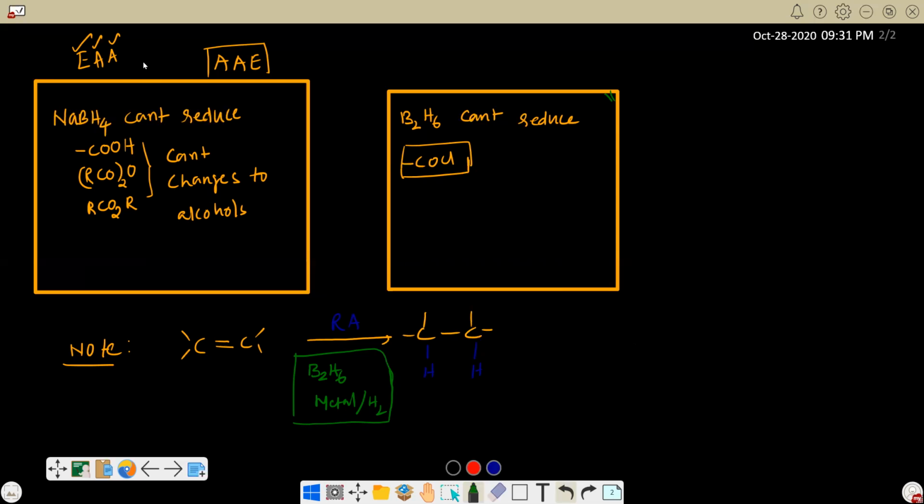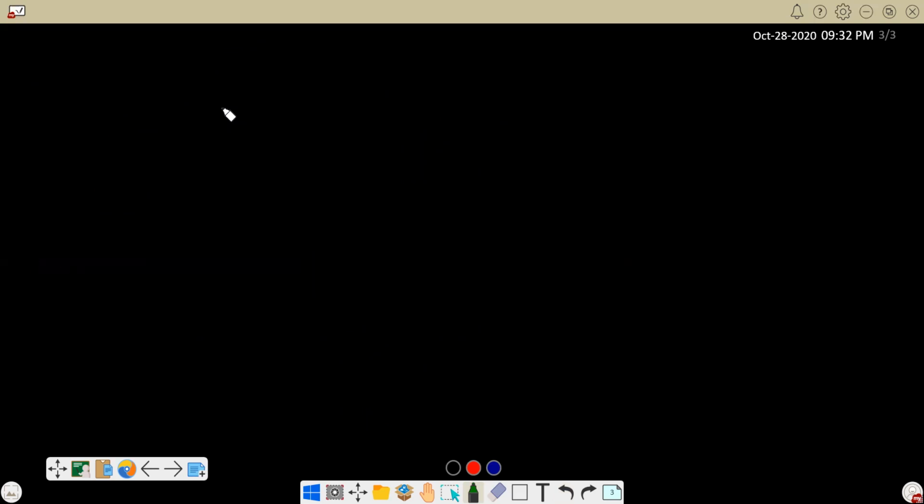By seeing these reducing agents, we come to know that sodium borohydride is a relatively weak reducing agent. Because in this case, the three acid derivative groups will not be reduced with sodium borohydride. It is a weak reducing agent compared to other things. Clear? Let me give some questions.